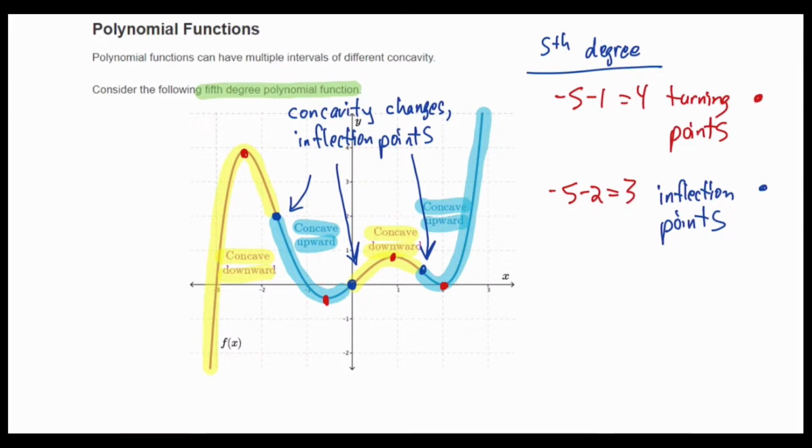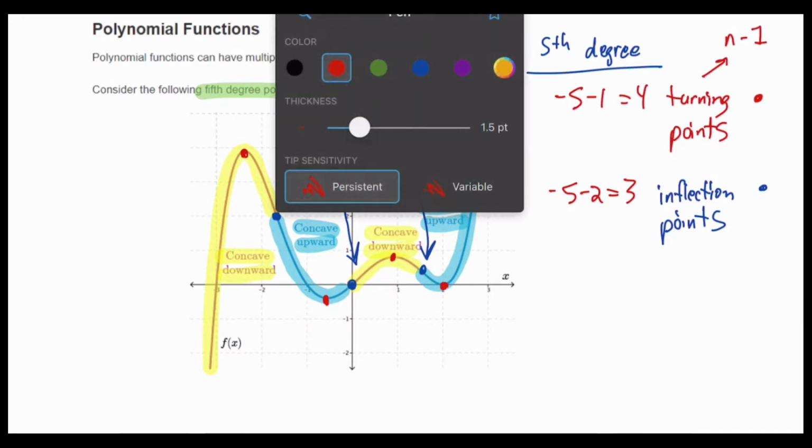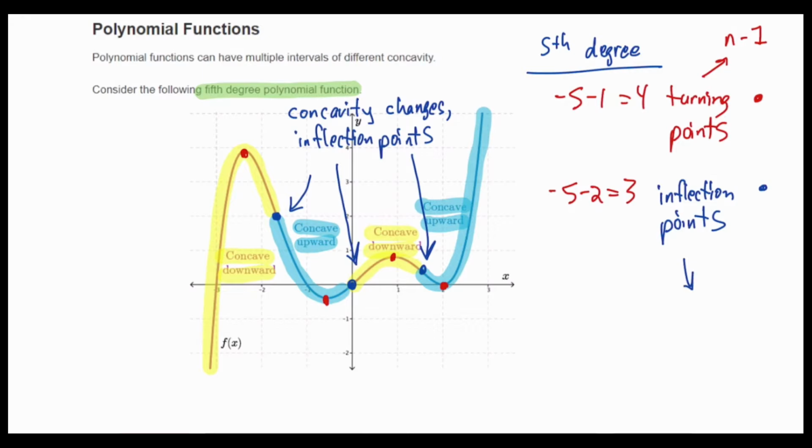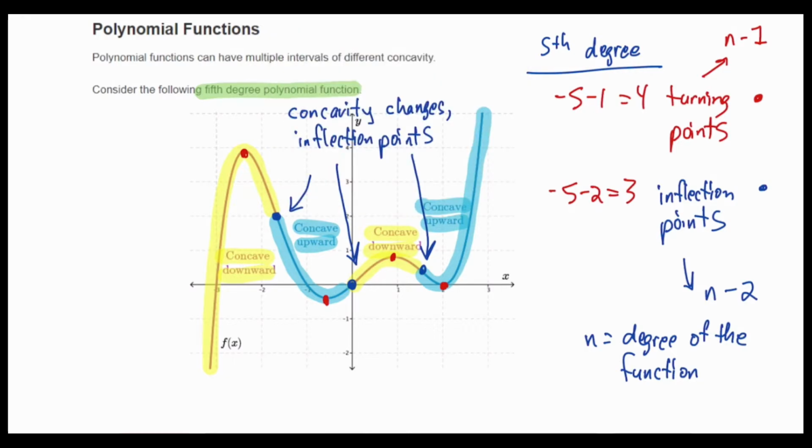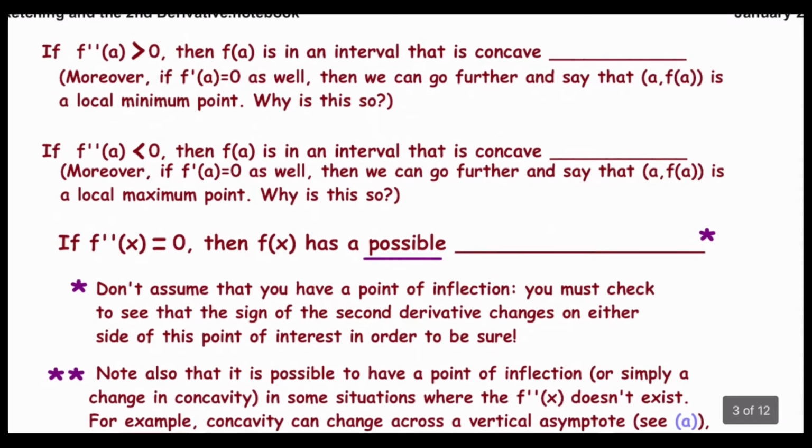So let's write that somewhere. The maximum number of turning points is going to be n minus 1. The number of inflection points is going to be n minus 2, where n equals the degree of the function, as in my f of x. We're not talking about derivatives or anything quite yet. We've taken a look at this visually and talked about the mathematical relationship between the degree and the points a little bit. Let's move on and fill in some blanks here.